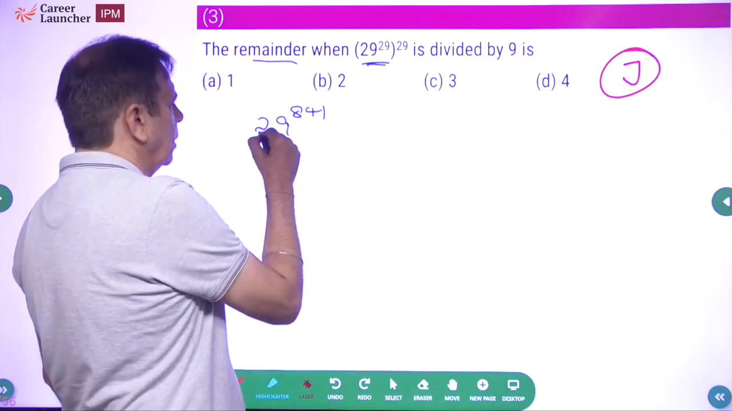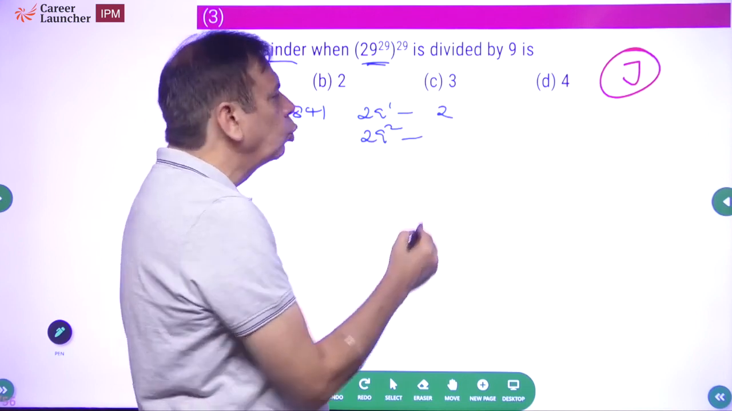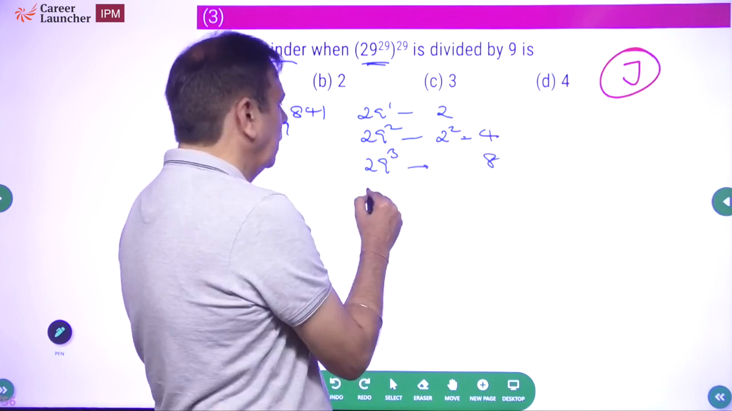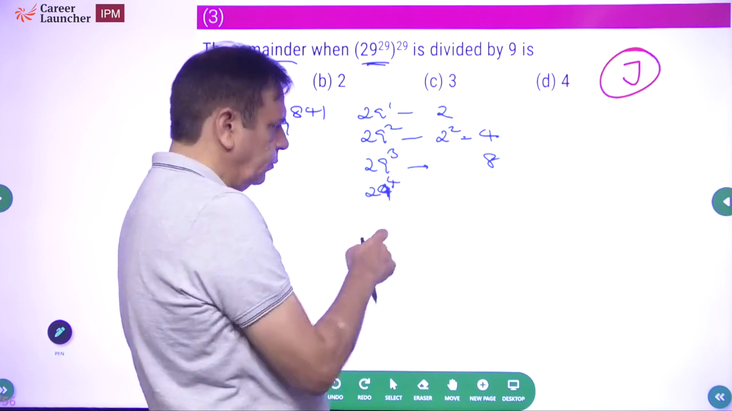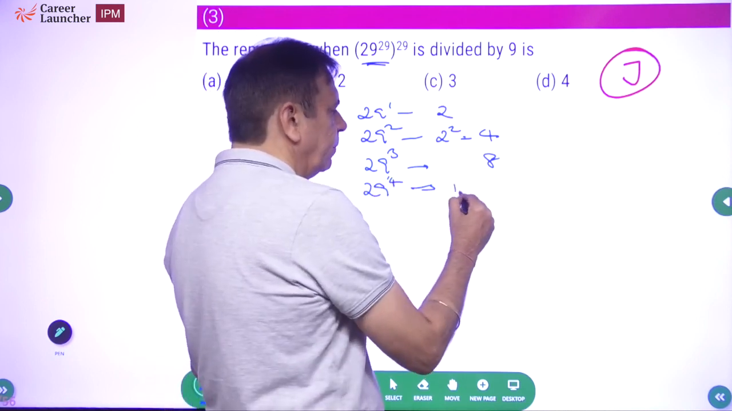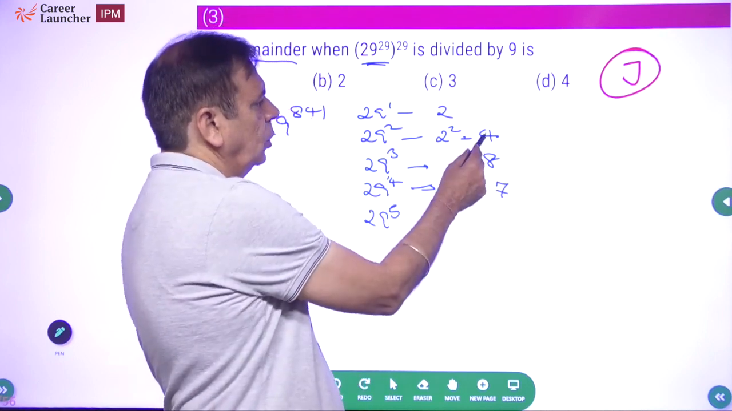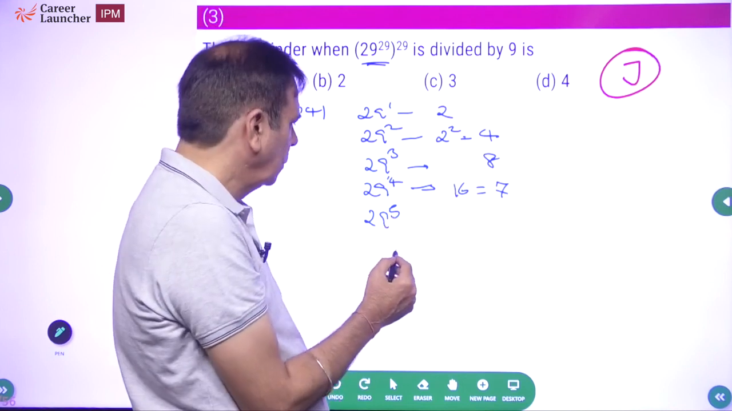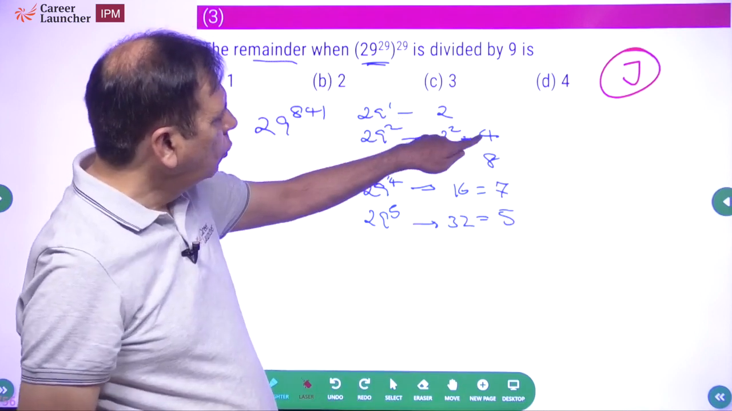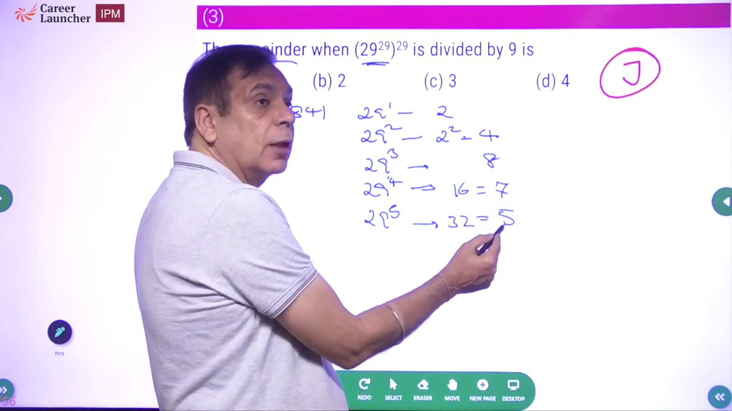So just to repeat, 29 to power 1, remainder is 2. 29 square, remainder will be 2 square, which is 4. 29 to power 3, remainder will be 2 cube, 8. 29 to power 4 is 2 to power 4, 16. 16 is nothing but 7. 29 to power 5 will be, again, 4 to the 8. 2 to power 5 is 32. 32 means 5. Look at this: 2, 4, 8, 8 ka double 16. 16 means 7. 7 ka double 14. 14 means 4 plus 1, 5.